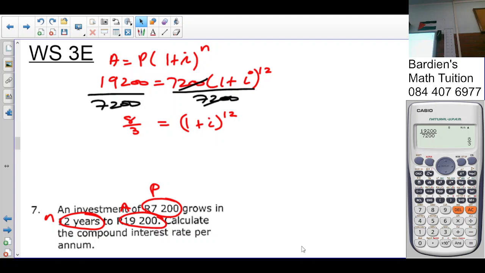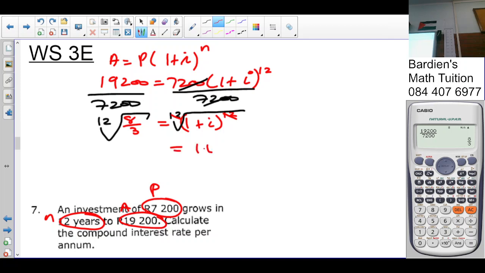So how do we get rid of that 12? The 12th root of both sides. Okay, so that cancels, not so? So 1 plus i equals the 12th root of. So now you see, to get a 12th root, whoever's phone is that, please put it on silent.